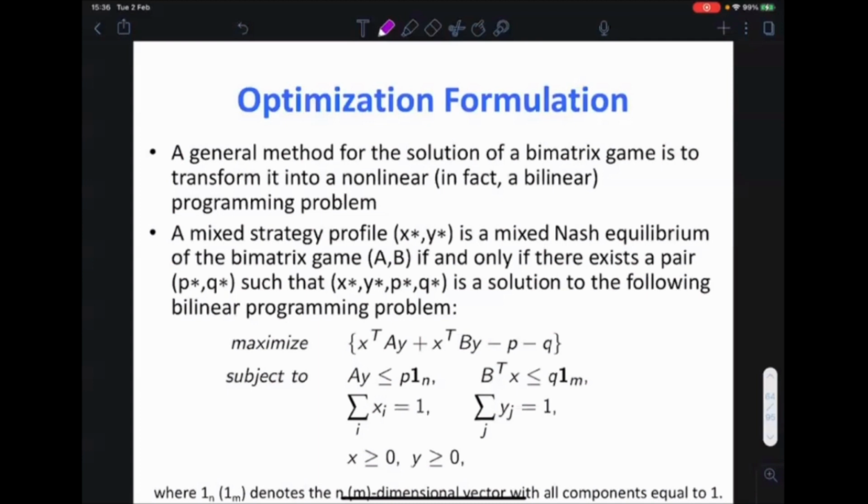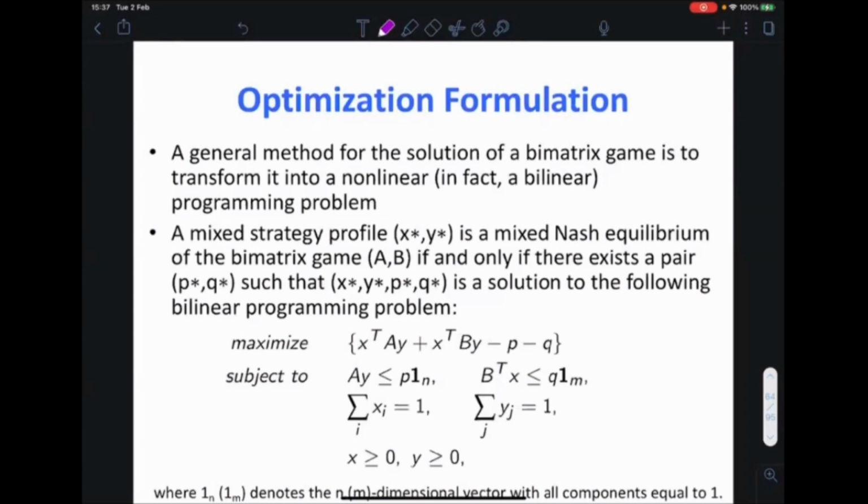However, in this case, it becomes bilinear. So you can't just say I would only consider player 1 and find a solution, and player 2 would be happy as well. So you have to combine them together. Therefore, you create this so-called bilinear programming problem.